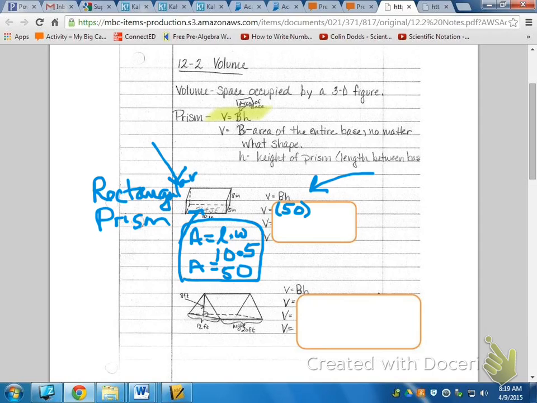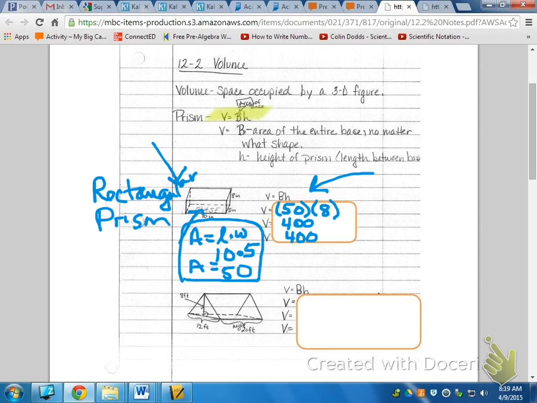Now, the height of the prism. How tall is the prism? What's the distance between the two bases? What is that? 8 inches. So I'm going to put 8 in for height. Okay, 50 times 8 is 400. And when I write my final answer, I've got a label.